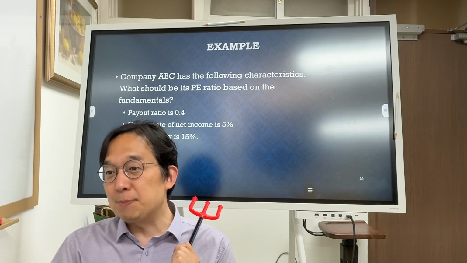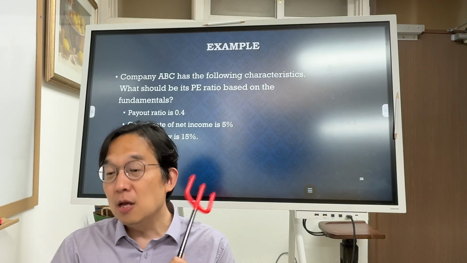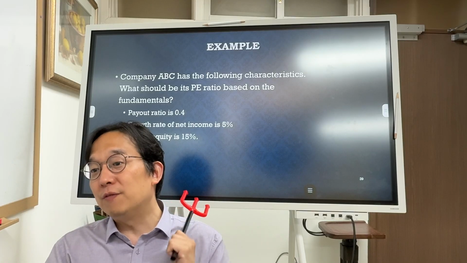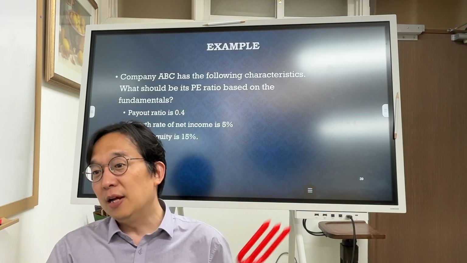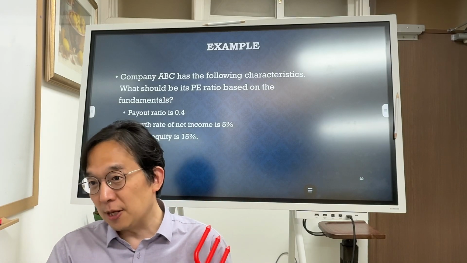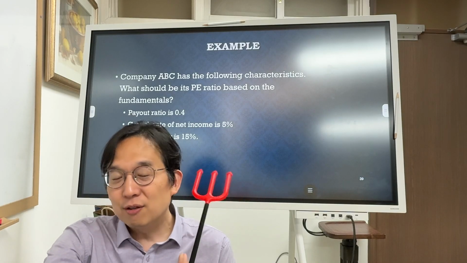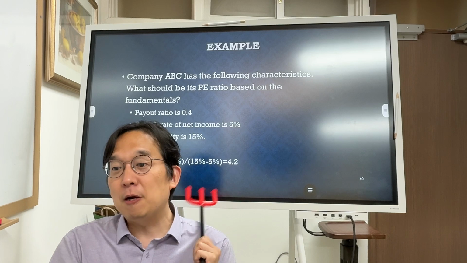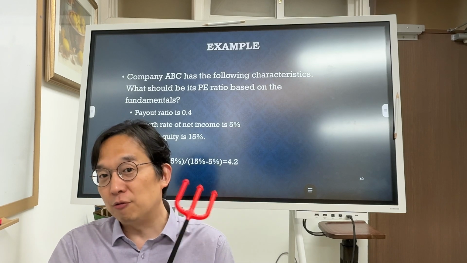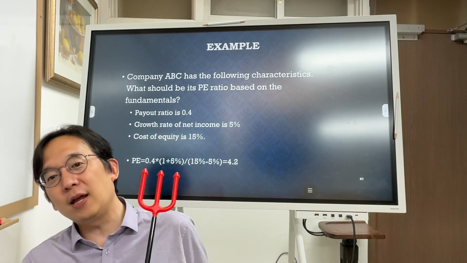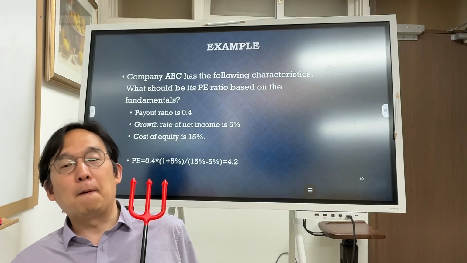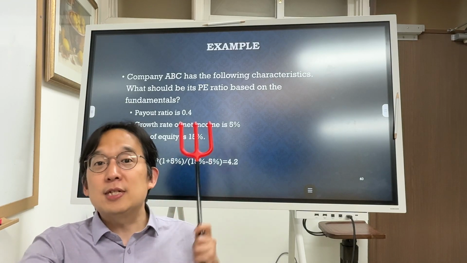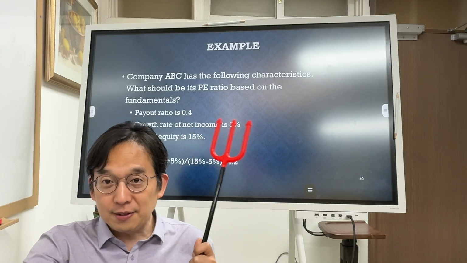What should be its PE ratio based on the fundamentals? So payout ratio is 40%, growth rate of net income is 5%, and then the cost of equity is 15%. Now, just throw this into the analytical relation, and you will find that the fair PE ratio has to be 4.2 times over here. Okay, you do this computation using the analytical relationship. So this kind of question I can give you in your final exam.